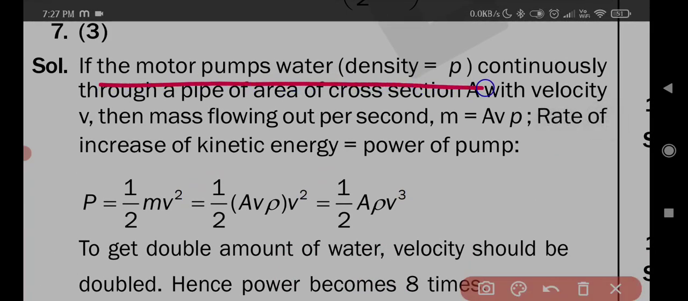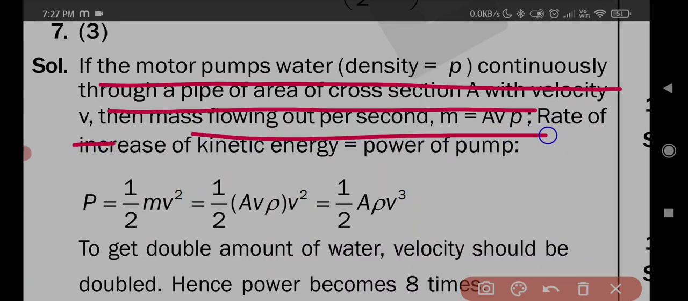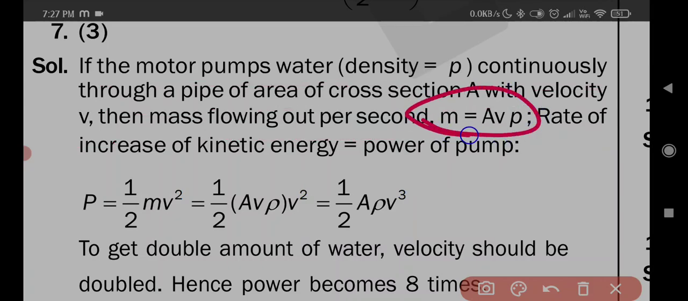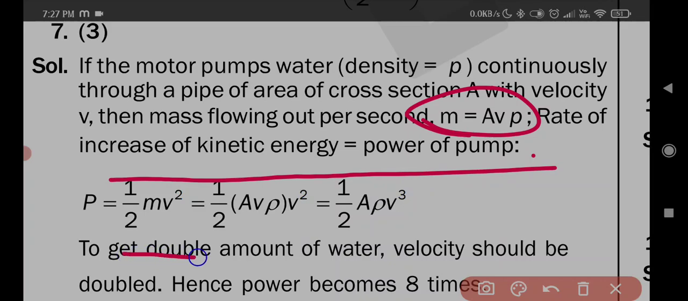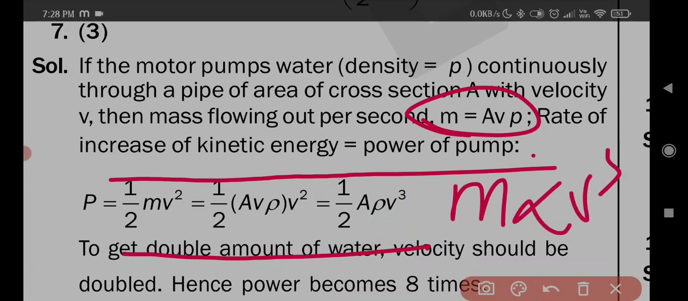See, if the motor pump pumps water of density rho continuously through a pipe of area of cross section A with velocity v, then the mass flowing out per second is rho A v. The rate of increase in kinetic energy is equal to the power of the pump. So if you cube that, 2 cube gives 8 times. So power should be increased 8 times.